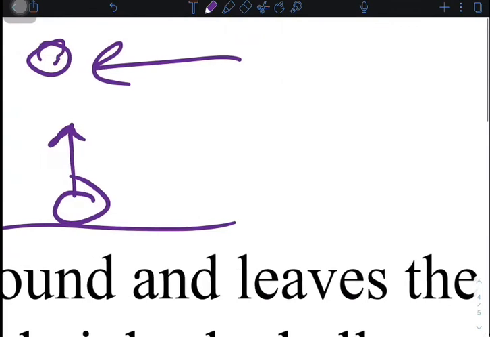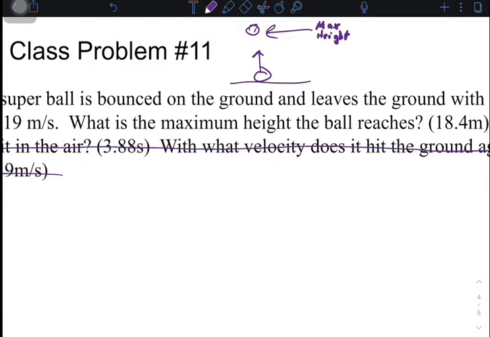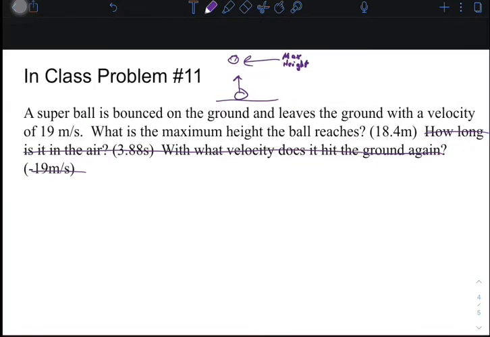Max height. Okay. Now, we know some things about max height, and we'll get to that in a little bit. But that's what's going on right now. So what is in this problem? We have leaves the ground with a velocity of, and what is the height?